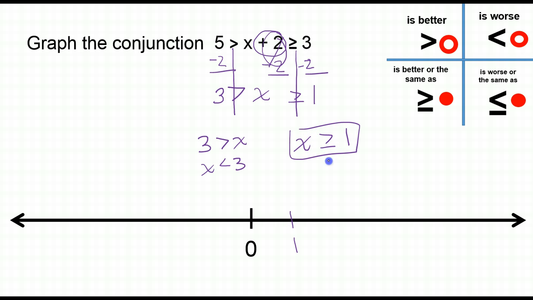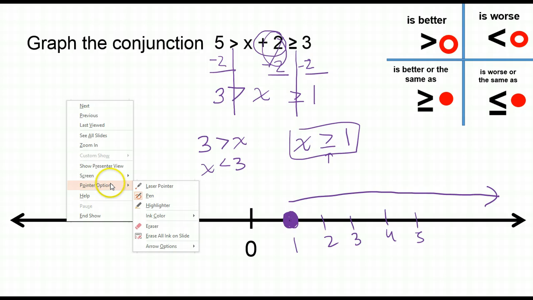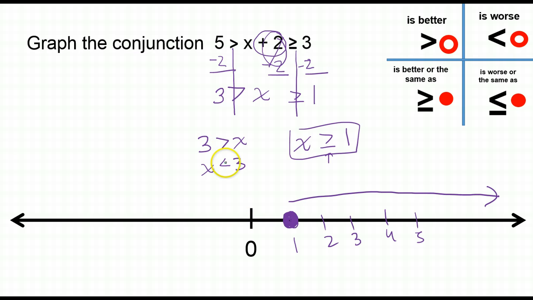Filled in circle or open circle? Filled in. What are some numbers greater than 1? 2 and 3 and 4 and 5 and every number greater than 1. And let's do 3 in a different color. Let me see if I can find a different color. Let's use green. That's 3.